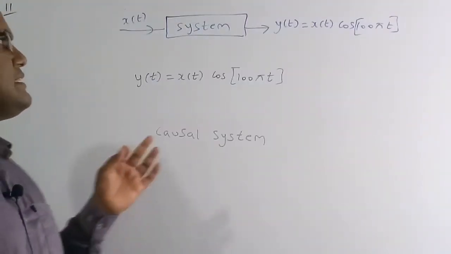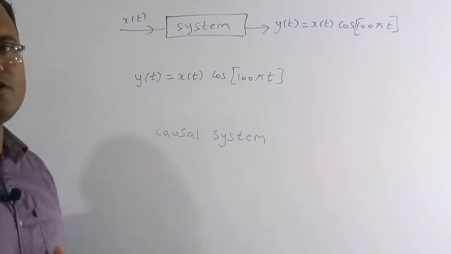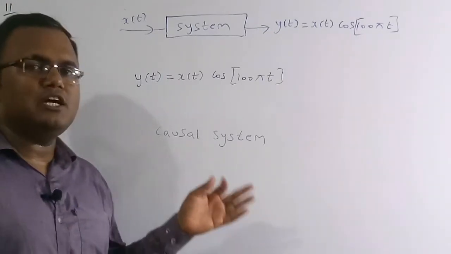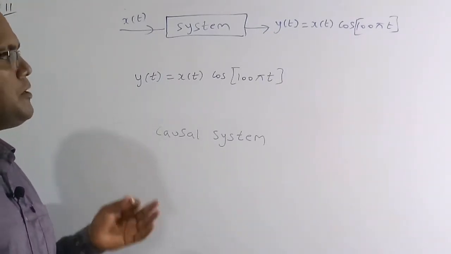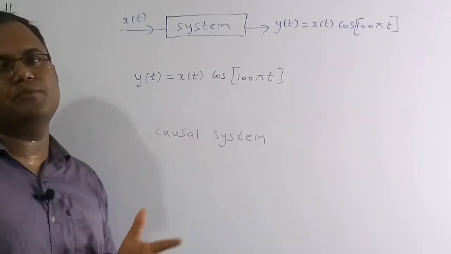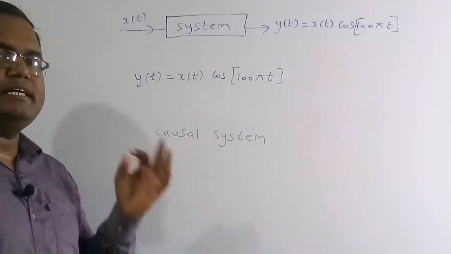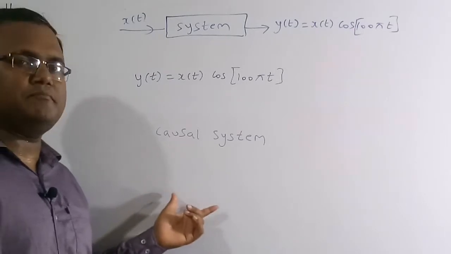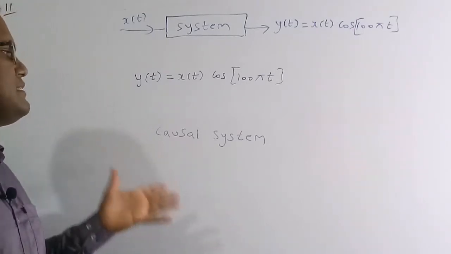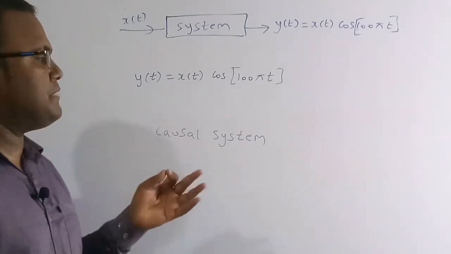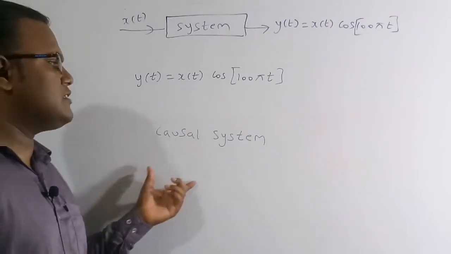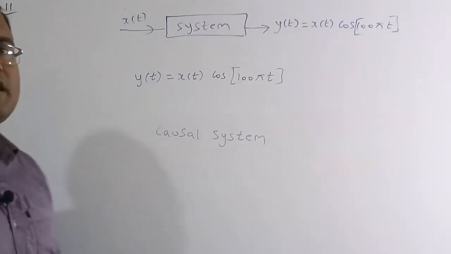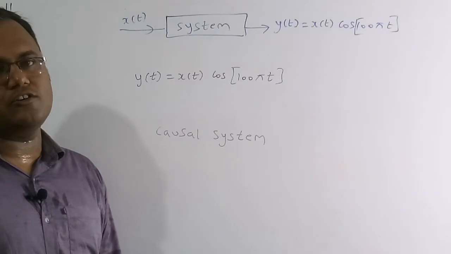Now we are going to check whether the system is a causal system or non-causal system. A causal system means the output of the system must depend only on the present input and the past input, but not on the future input. Then the system is said to be a causal system. Only then is it physically realizable, meaning physically we can build that system. Only causal systems are physically realizable, but not the non-causal systems.